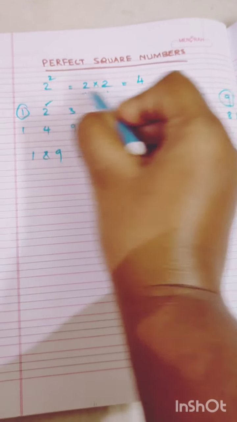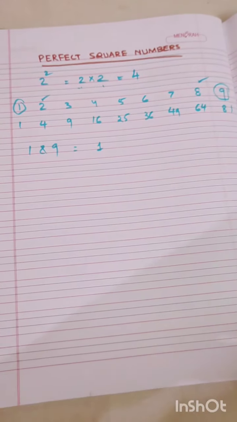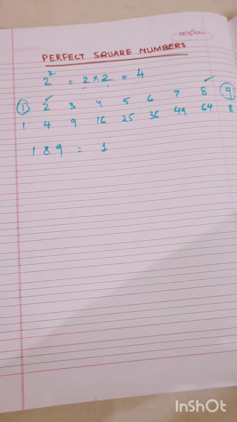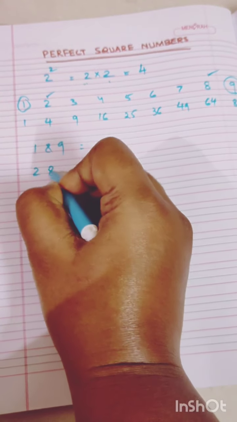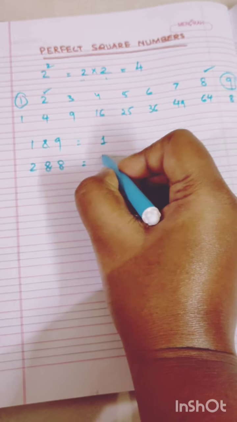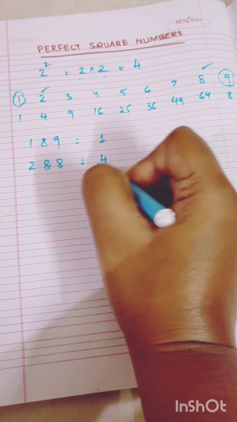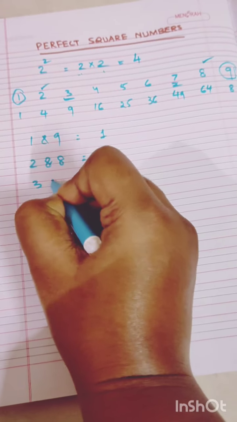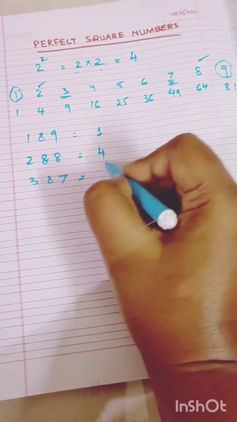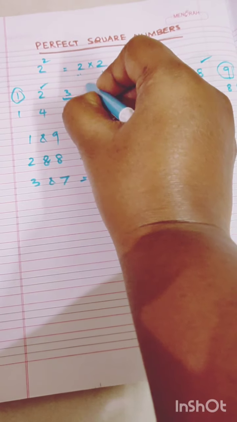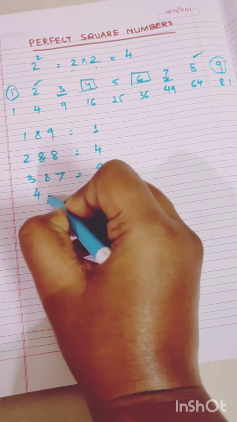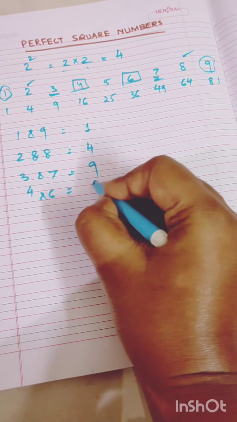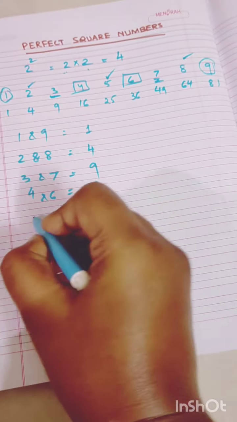Next, for 2 and 8, you see again 2 square is 4, 8 square is 64. So the digit in the units place is 4. Likewise, for 3 and 7, the digit in the units place is 9. Similarly, for 4 and 6, the digit in the units place is 6. And the one which is left over is 5.